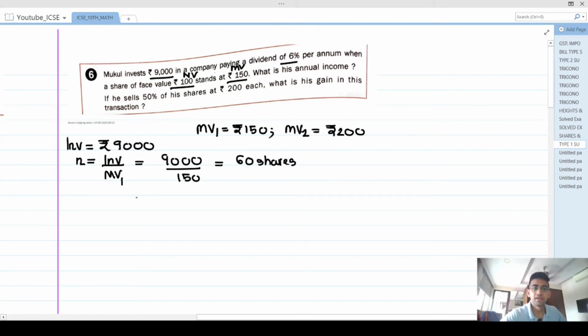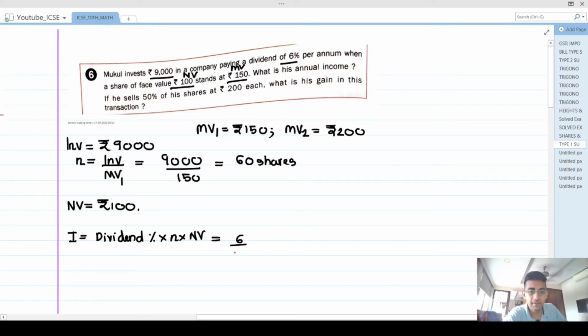The NV is rupees 100, which is given to us. What is his annual income? Annual income is equal to what? Dividend percent into N into NV. This becomes 6 upon 100 into N, that's 60 shares, into NV, that's 100. This turns out to be rupees 360.